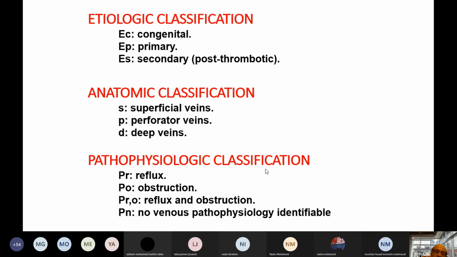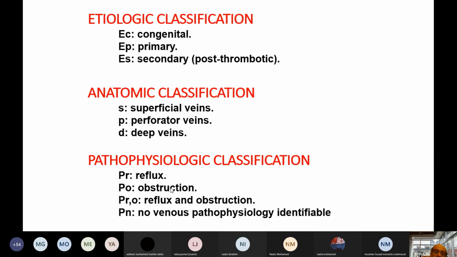And pathophysiology, it means why there is an affection. I have a primary varicose vein, very good. Why do I have primary varicose vein? Because the superficial system is affected. Why is the superficial system affected? Because I have a reflux. I have a problem in the valve, so there is a reflux in the superficial system, increasing blood flow in the superficial system, resulting in dilatation and the clinical picture.